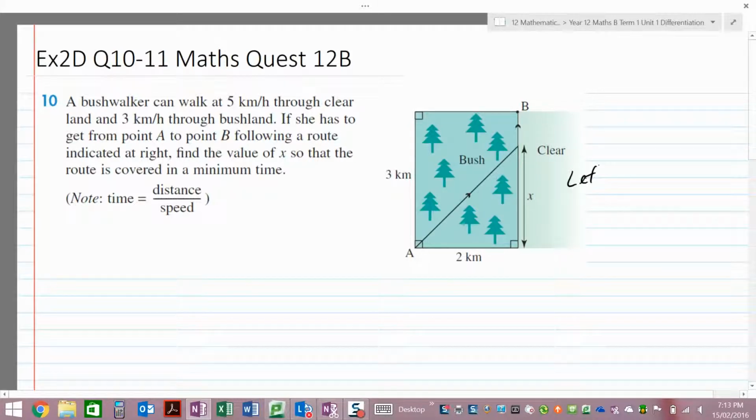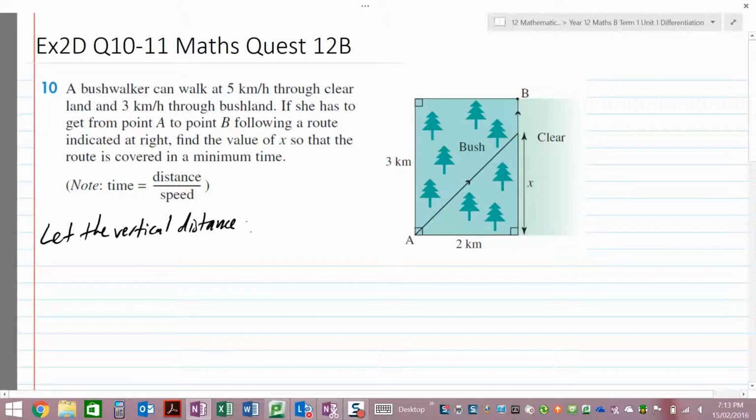let whatever this distance is be x. Okay, we can't really define it very well. Let's try and do that anyway. Let the vertical distance up the bush be x. Okay, so this whole distance is 3 kilometers, so I know that the remainder here will be 3 minus x.